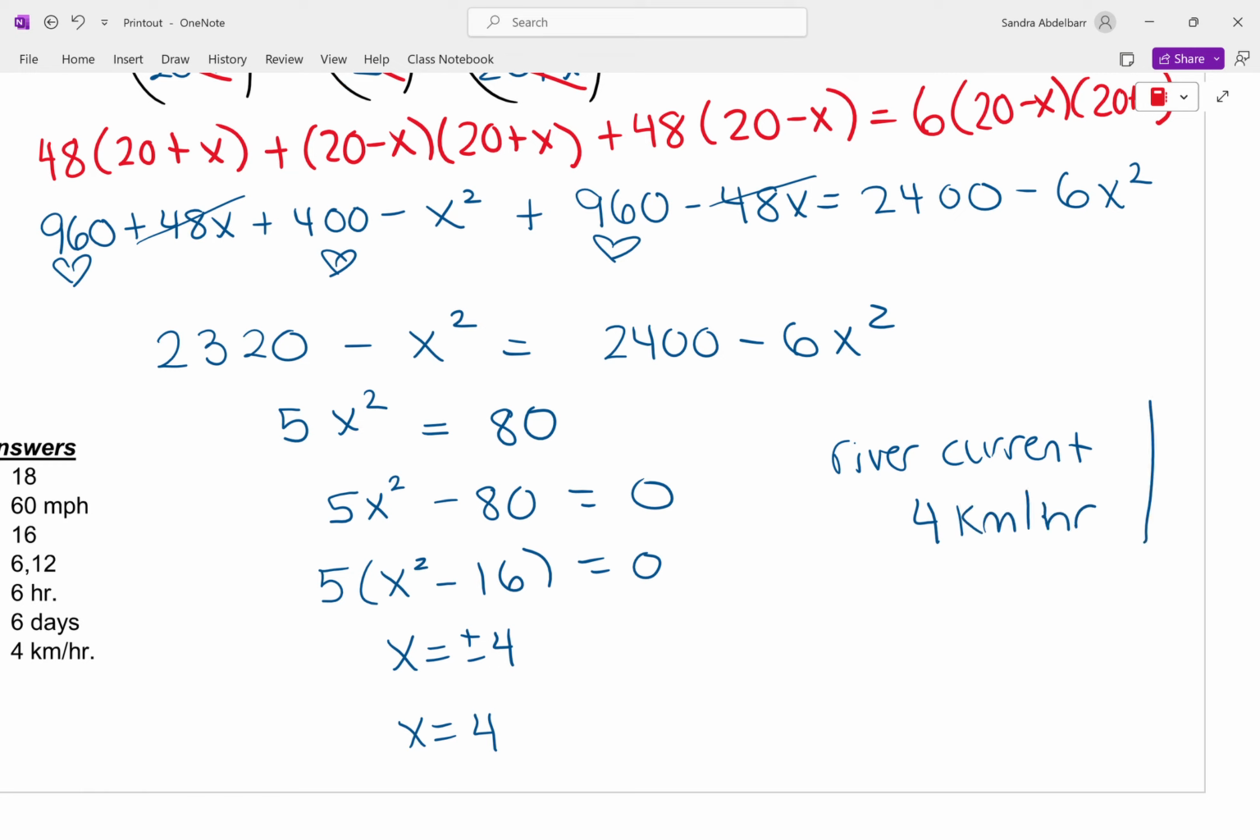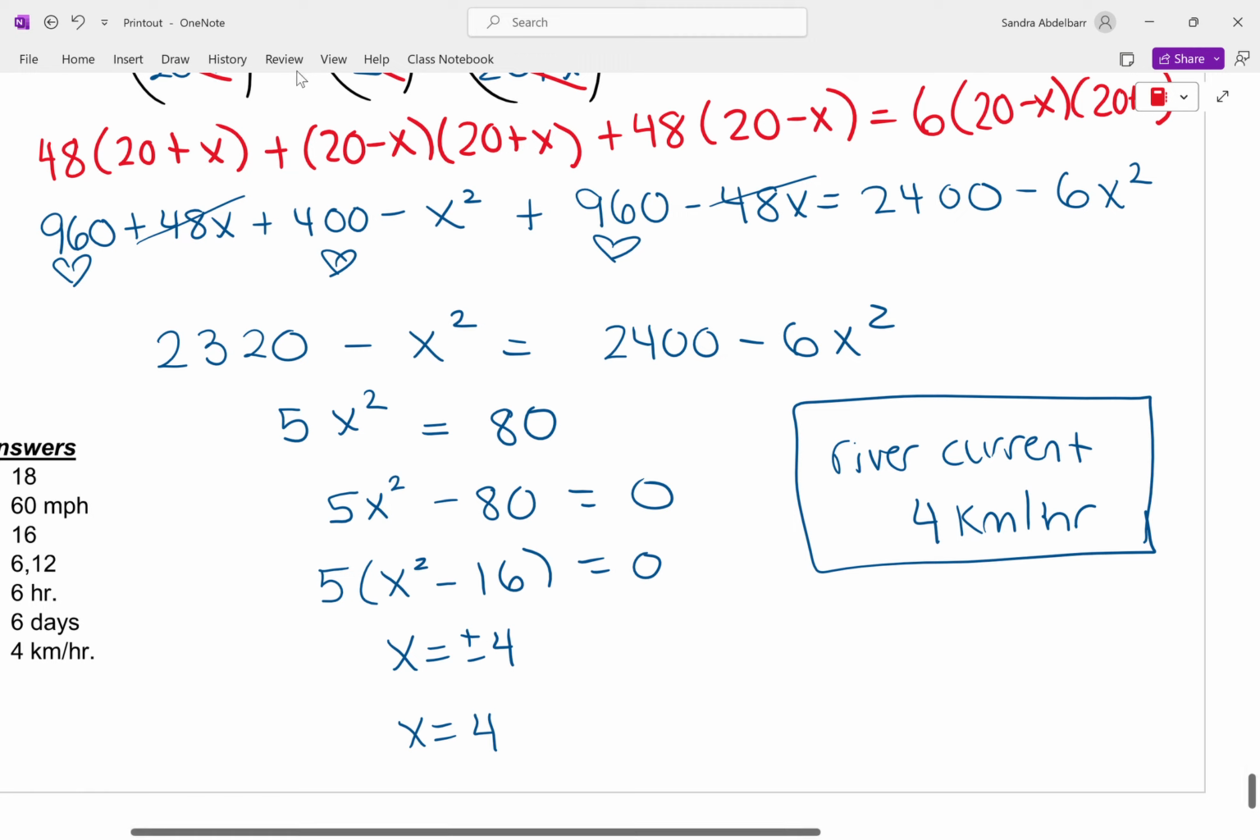Find what is the river current. River current is 4 kilometers per hour. All right, we are done here.